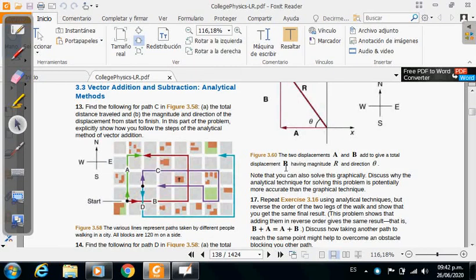Today we're going to continue with this exercise. It is exercise number 13, where we have to work with the path followed by person C. Remember that we have to calculate the distance traveled, and the magnitude and direction of the displacement from start to finish.